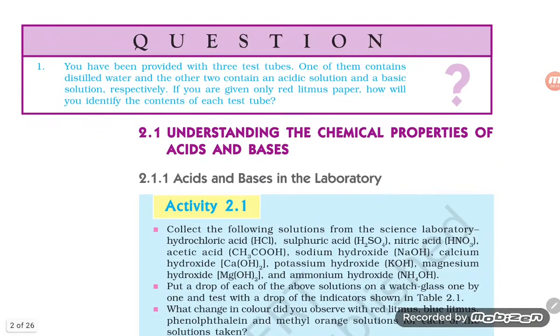Okay, so nothing is there, student. You have been provided with three test tubes. One of them contains distilled water, and the other two contain an acidic and a basic solution respectively. If you are given red litmus paper, how will you identify the content of each test tube?